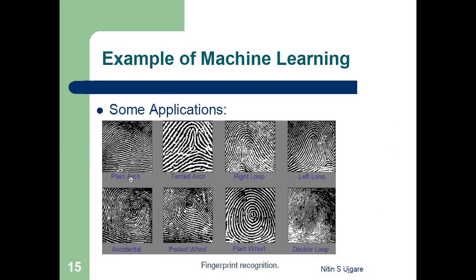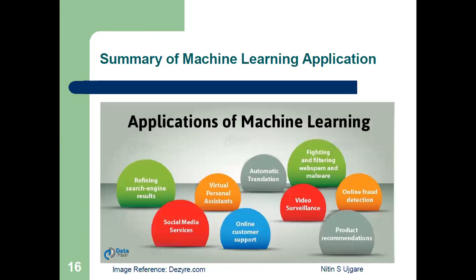So the first type of fingerprint category is the plain arc, second is tented arc, right loop, left loop, accidental, pocket whorl, plain whorl, double loop, and so on. So you would be surprised that these are the 8 different types of fingerprints that any human being has.